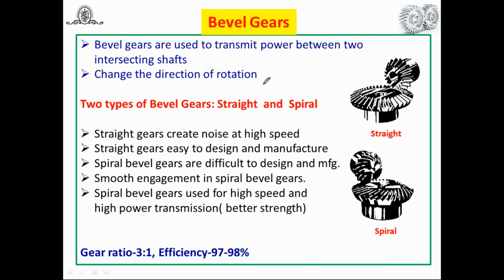Again, that's why I have written bevel gears are used to transmit power between two intersecting shafts. And the second important one is just to change the direction of rotation. Change the direction of rotation means at 90 degree transmission. During that time, the size of the pinion and the size of the gear, the PCD, everything is the same. It is just used to transmit power or motion at 90 degrees.